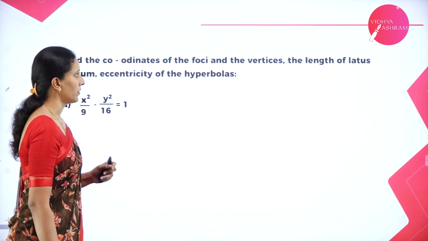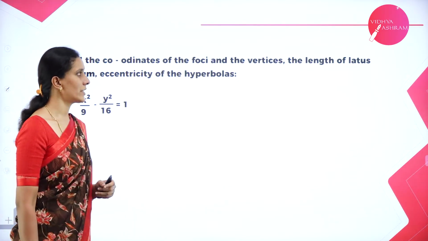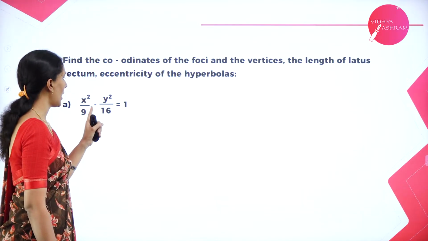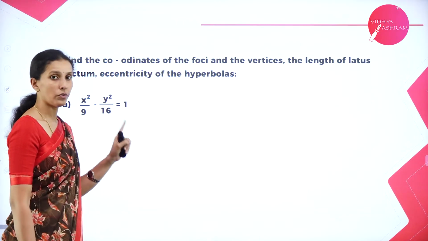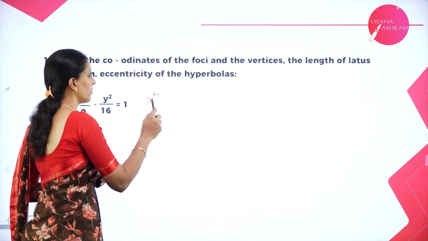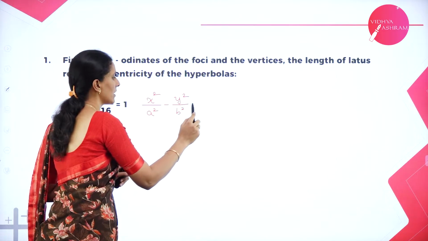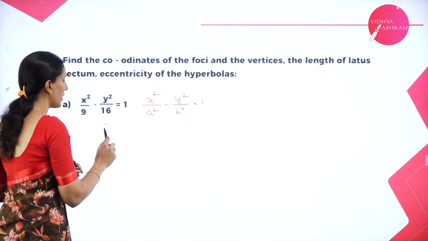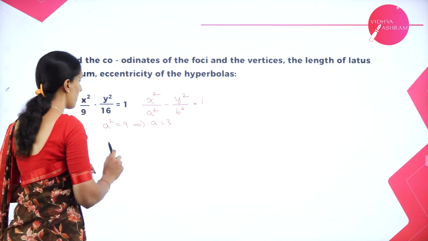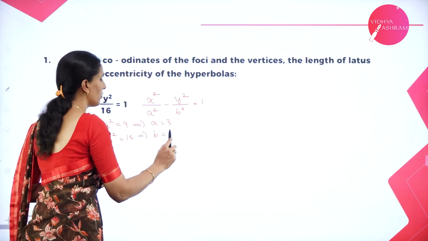Now let's study the characteristics of a given hyperbola. Find the coordinates of the foci and the vertices, the length of latus rectum, eccentricity of a hyperbola. So given the equation in the form of x square by 9 minus y square by 16 is equal to 1. So clearly this is of type 1. So you can compare the equation with x square by a square minus y square by b square is equal to 1. So from this we are getting a square is equal to 9. This implies a is equal to 3. b square is equal to 16. This implies b is equal to 4.